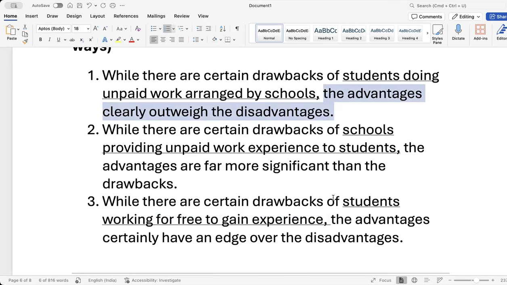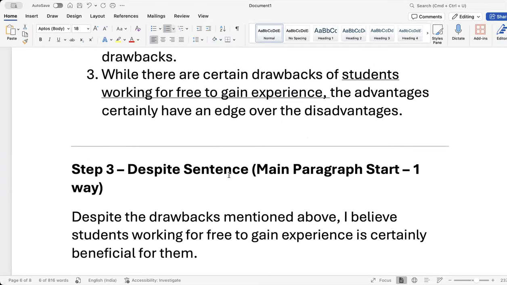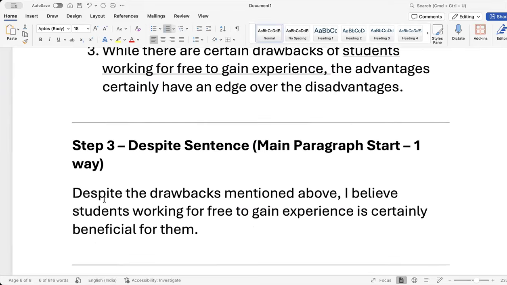So these are the three ways I write it, and I'm teaching you. You can use it once in the introduction, once in the conclusion. The second part that I want to teach you is the despite sentence. I write the despite sentence like this: Despite the drawbacks mentioned above. Remember, I'm using it with the main side.